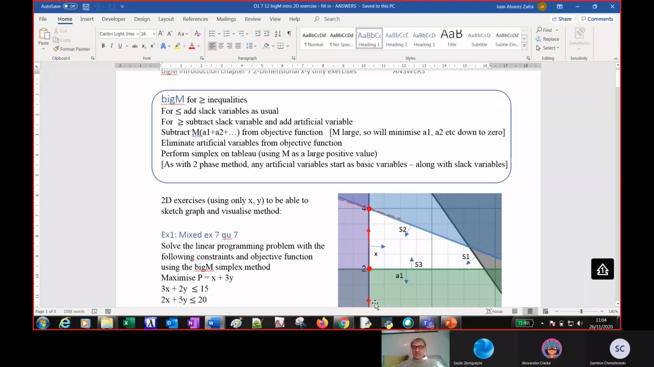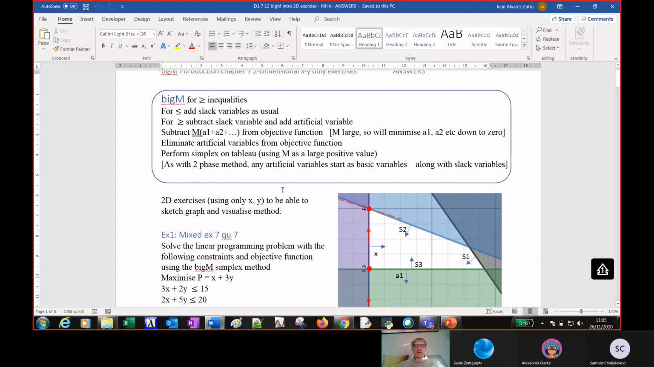We start at the origin, and then we move into the feasible region, and then we move within the feasible region to find the maximum point. And the points that we go through are exactly the same for the big M as they are for the 2-phase. They're just different ways of making that route. A lot of the process is the same, but there are some differences.